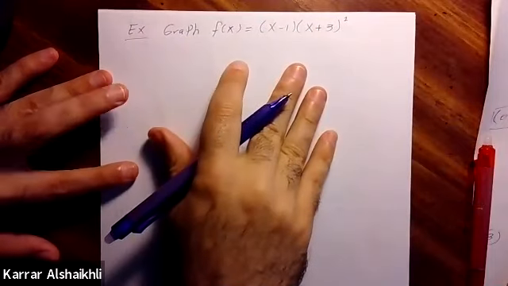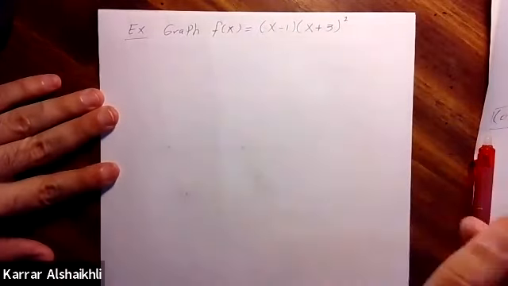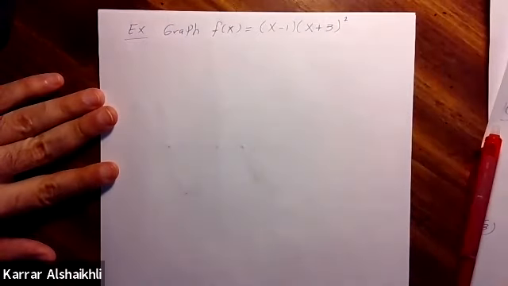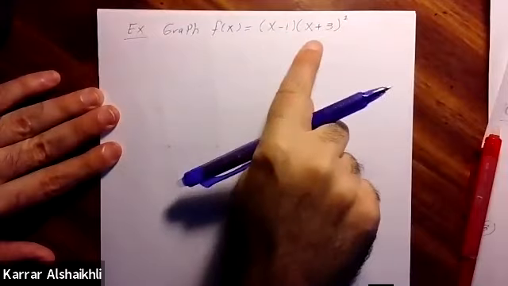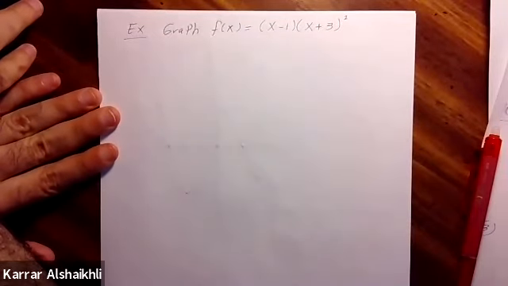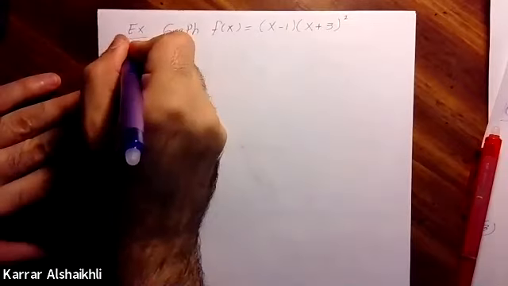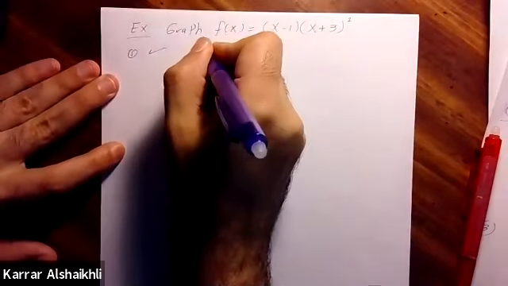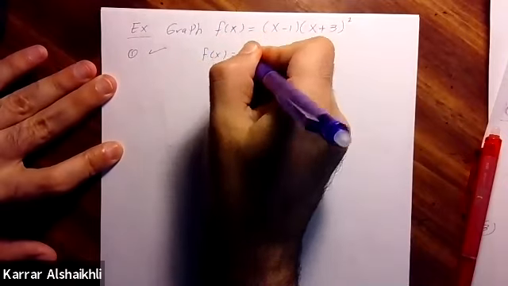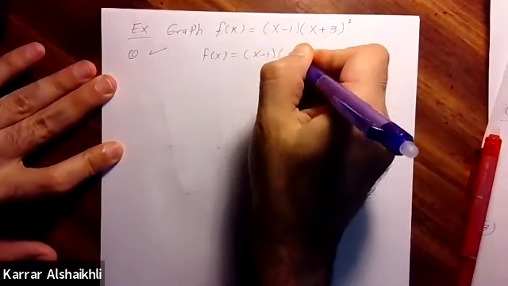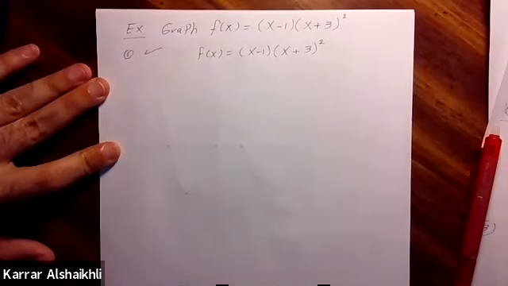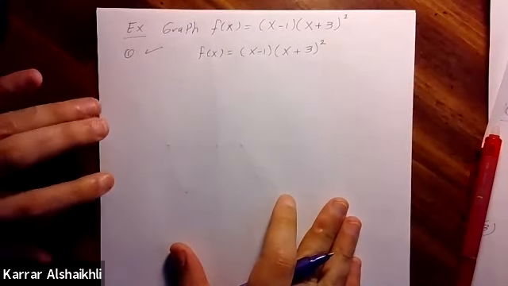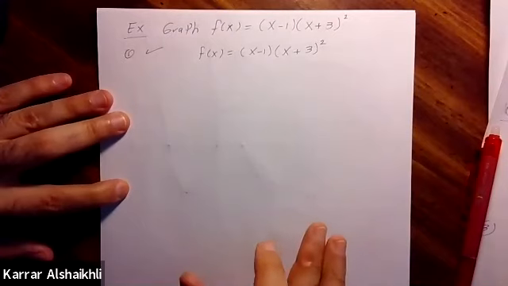So let's start here with this example, doing the first step. The first step is telling you to factor the polynomial. If you check with this example, this polynomial function is already factored. So we don't have to do step 1. That means step 1 is already satisfied because f of x is already factored. So I'm just going to say x minus 1, x plus 3 squared. We don't have to factor the polynomial function, so we're going to go to step 2.